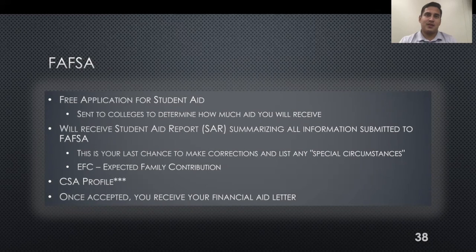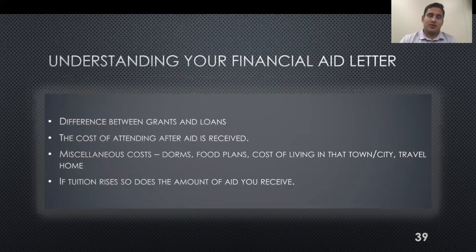Now, once you're accepted into the schools that you applied to, you receive a detailed financial aid letter containing all the information you need to know about paying for school. Once you receive this letter, it's important to go over it thoroughly. You need to know the difference between grants and loans, the cost of attending after aid is received, and miscellaneous costs such as dorms, food plan, cost of living in that town, travel expenses, and books. Now, don't worry if the tuition rises, because so will the amount of aid you will receive.